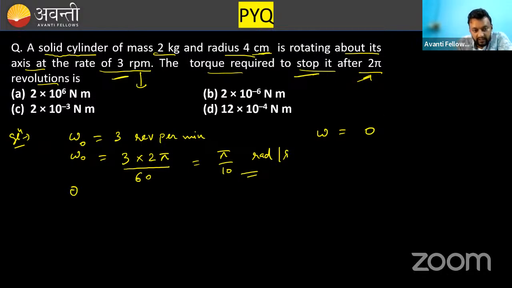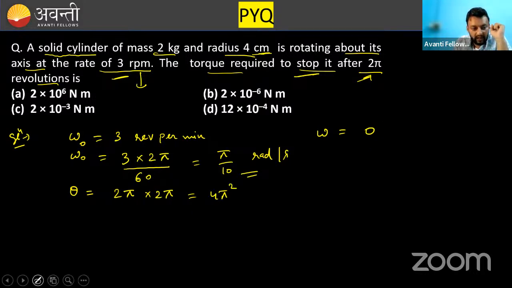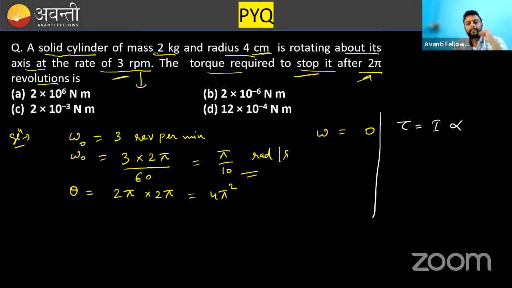That means the distance traveled before coming to rest, the angular displacement, is 2 pi revolutions. If I convert it into radians, that will be 2 pi into 2 pi, that is 4 pi square. That is the displacement. Now they are asking me the torque. By Newton's second law of motion, torque is equal to I alpha. If I want to calculate torque, I need to calculate alpha, and I is known to us, half mr square for a solid cylinder.